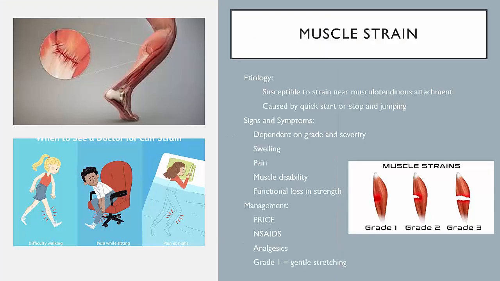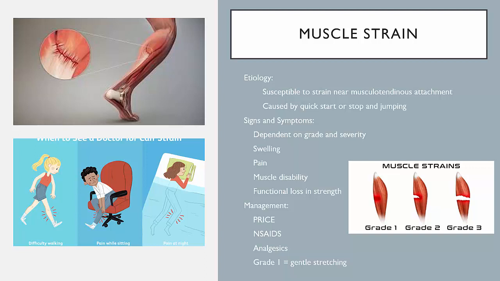A muscle strain. A gastroc muscle strain follows the same grading criteria as other muscle strains. This is typically the result of quick starting, stopping, or jumping activity. Signs and symptoms include, depending upon the grade, a variable amount of swelling, pain, and muscle disability. The individual may complain of feeling like their leg was hit with a stick. Edema, point tenderness, and functional loss of strength are also common.